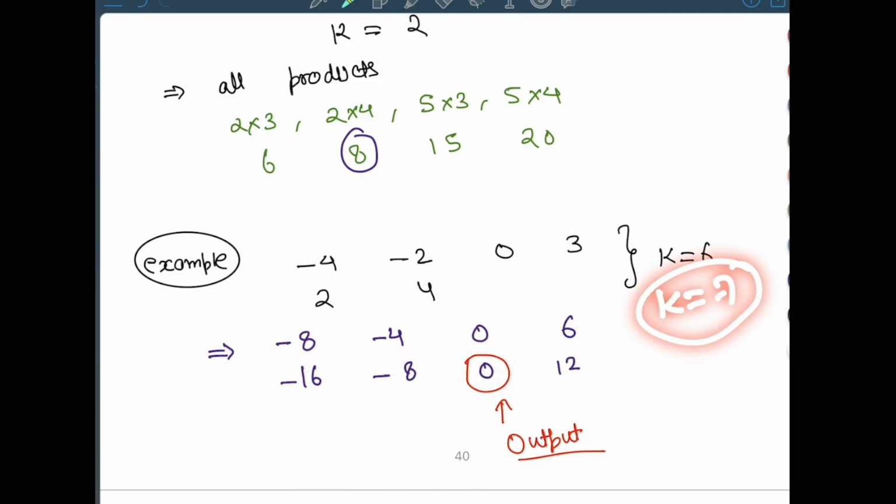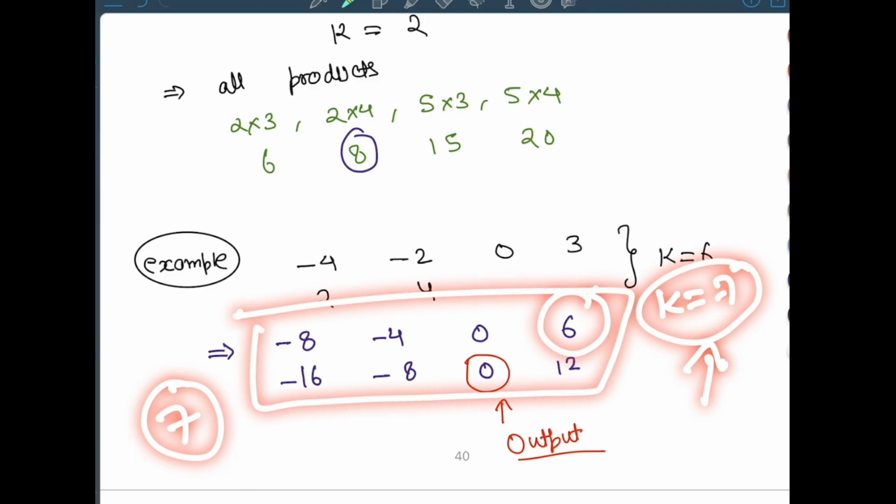If I talk about finding the answer for k equal to 7, then in this case you need to find the 7th smallest. 6 is the 7th smallest. There will be 7 elements in the product list which will be less than or equal to 6. That's our answer. That's our mid value between the range 1, 2, 3, 4, 5, 6 and 7. There are 7 values, right?